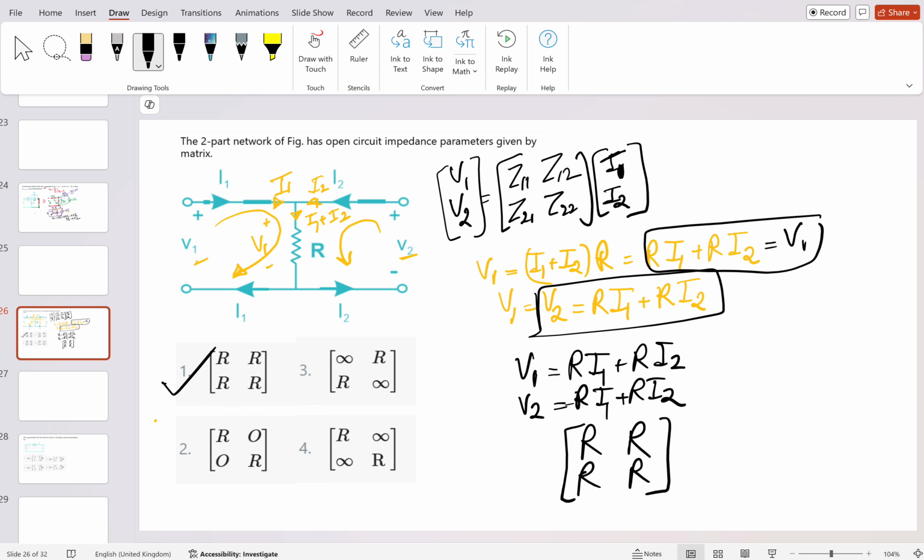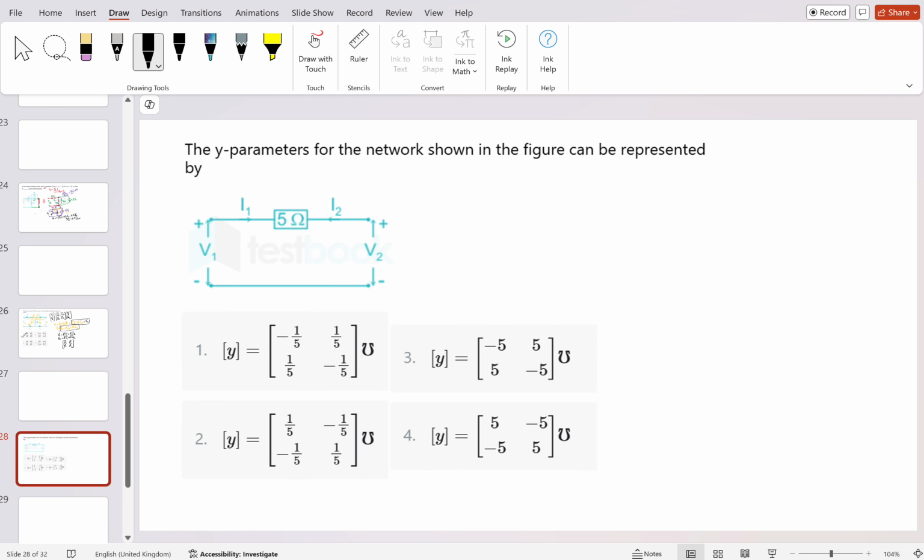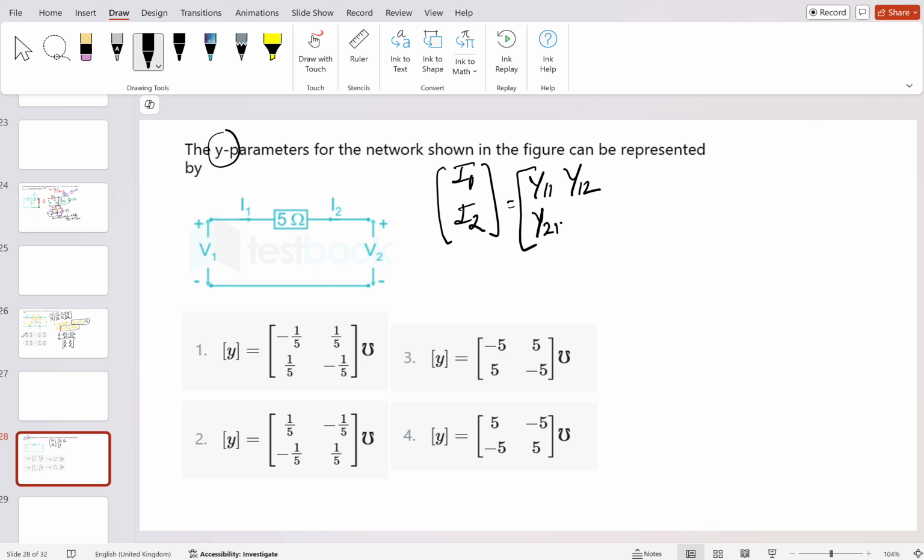Okay, let's move to the last problem of this set. Any doubt in this? Try to solve this. You have to form the Y matrix basically. So the Y matrix will be like this: [I1, I2] is equal to [Y11, Y12; Y21, Y22] times [V1, V2]. Okay, try to solve this.